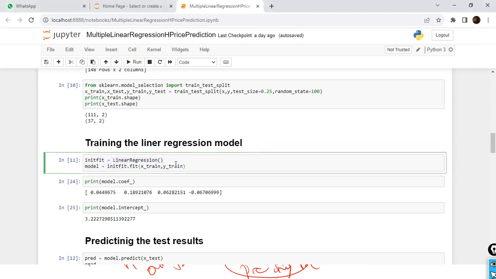Step 1, train your model. To train your model, you need to split the given data into training and test data. Fine. High level, I'm asking high-level steps. Step 1, you need to train your model.